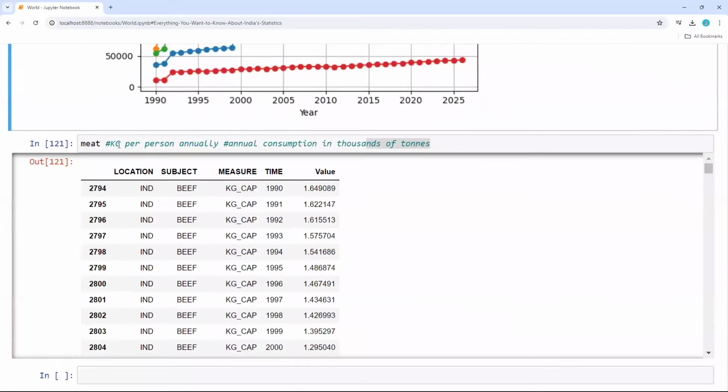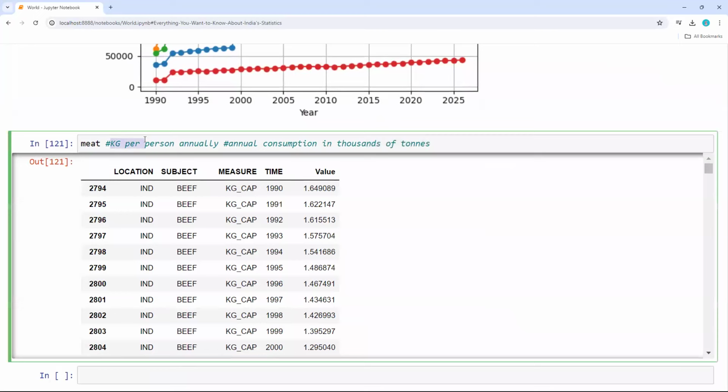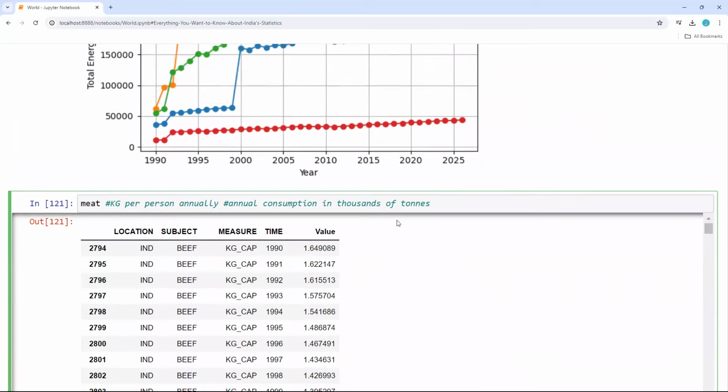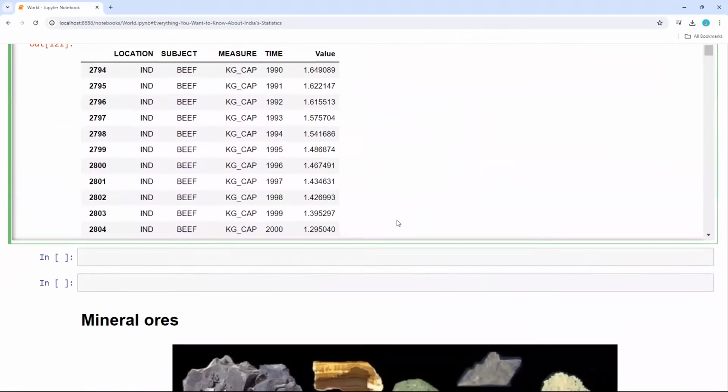And so this is what I just said. The meat per kilogram means kg per person annually, and there is another category of measure, which is consumption in thousands of tons. So for poultry and sheep, the data presented here is in consumption in thousands of tons. So that is about meat consumption in India.